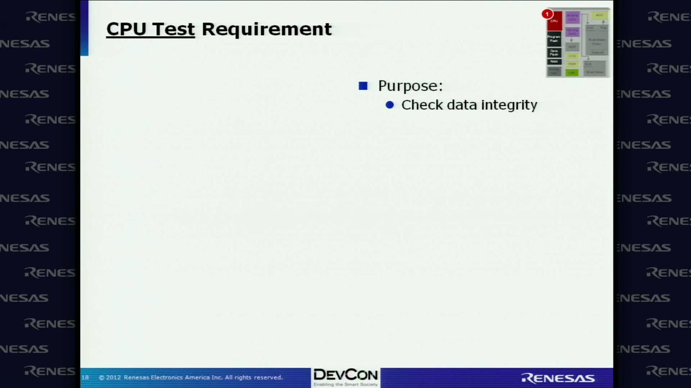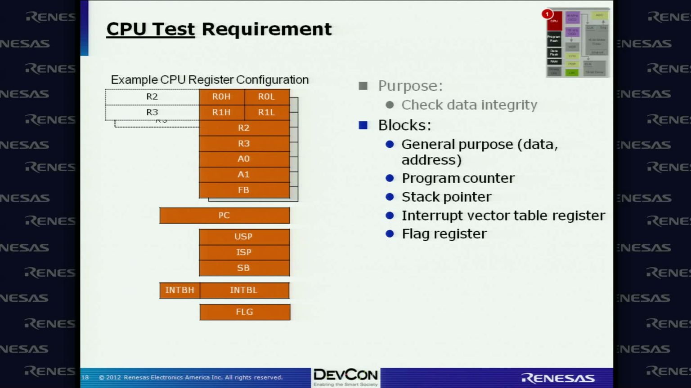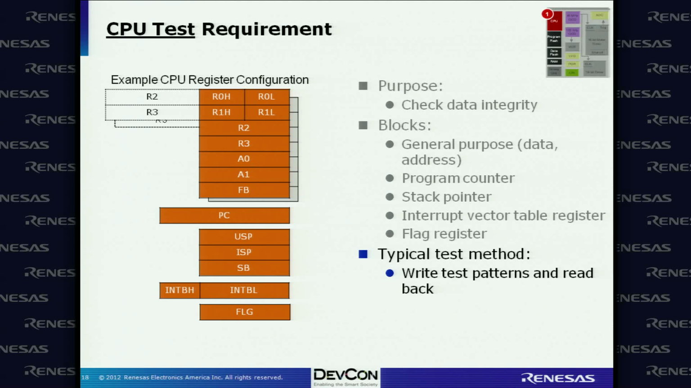So let's take a look at the CPU. Again, the CPU is the brains of your controller. Here's an example of a CPU architecture. You see the multiple registers, and essentially, what's required is that every one of these registers is to be tested for data integrity. Because this is at a very low level, architecture level, there's only really one way of doing this. And the only way to test it is by writing test patterns in assembly.